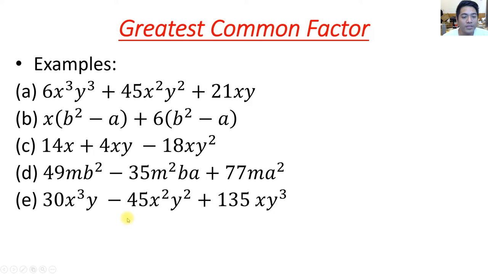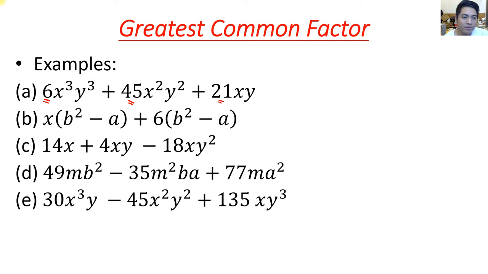For these examples, for letter A, we have 6x cubed y cubed plus 45x squared y squared plus 21xy. So what we are going to do with the greatest common factor is look at the factor relationships among the terms. For the coefficients first, you have 6, you have 45, you have 21.